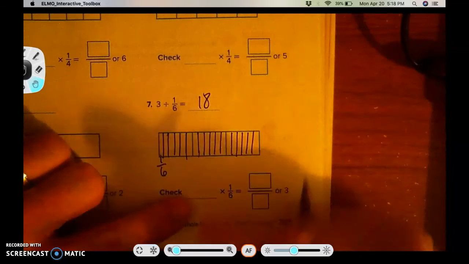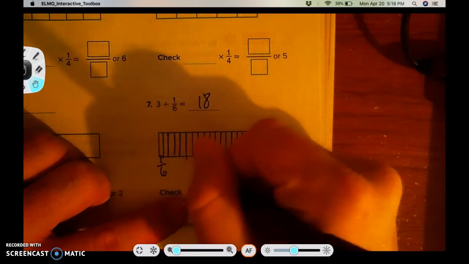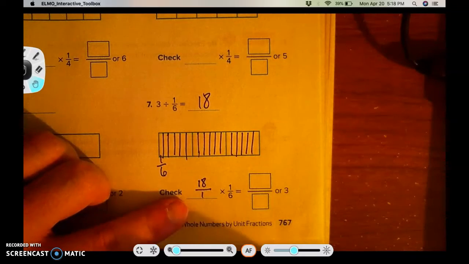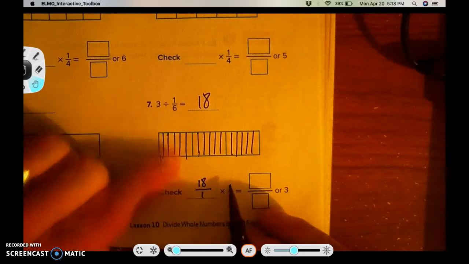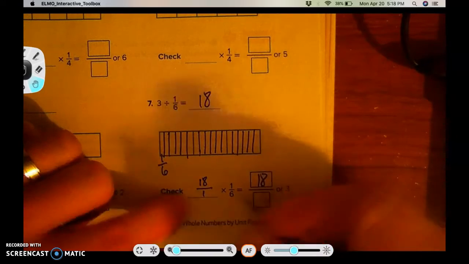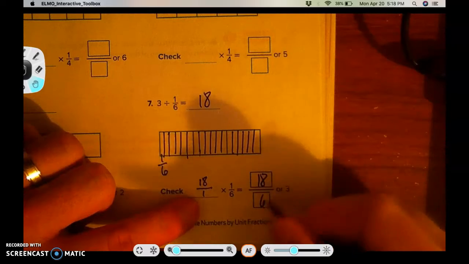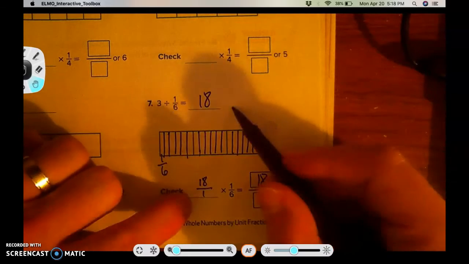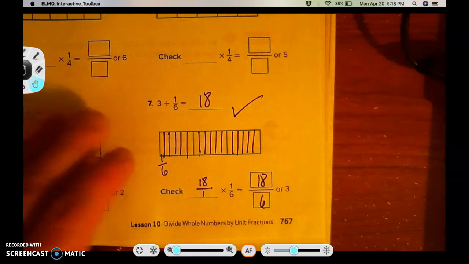I want to check my answer. So my 18 can be written as 18 over 1, same thing. I multiply straight across. 18 times 1 is 18. 1 times 6 is 6. 18 divided by 6 is 3. So I know I did that correct.